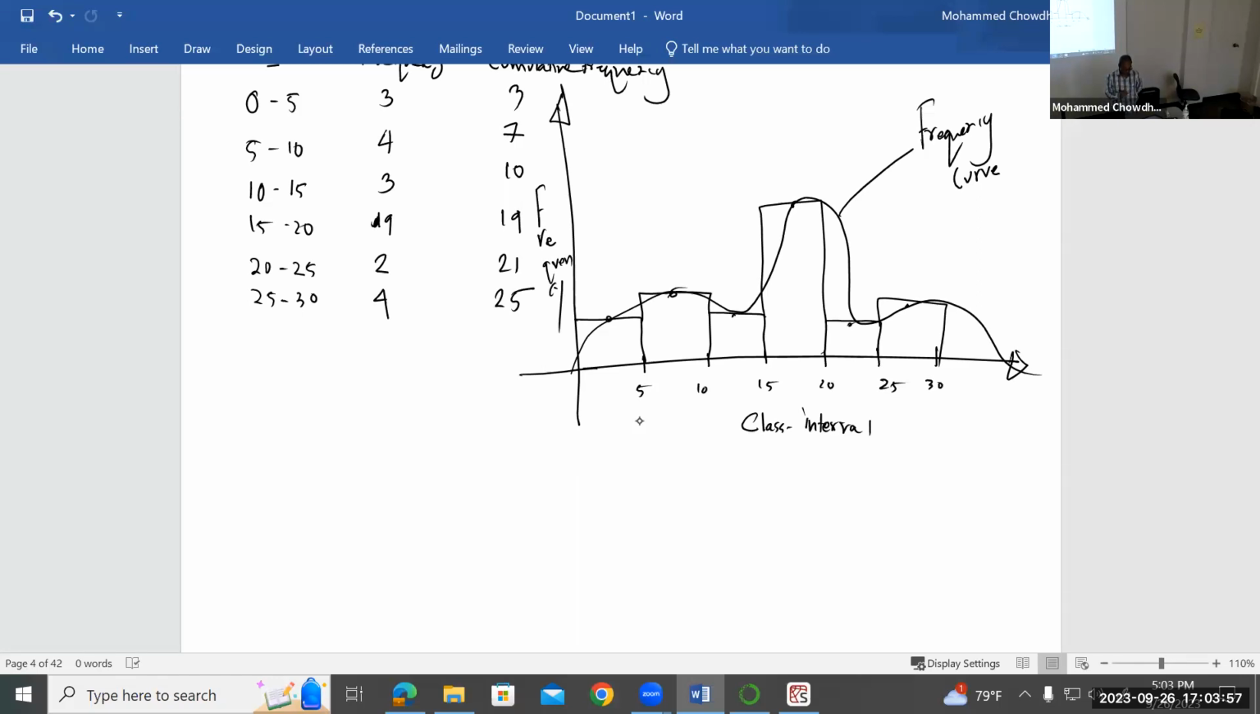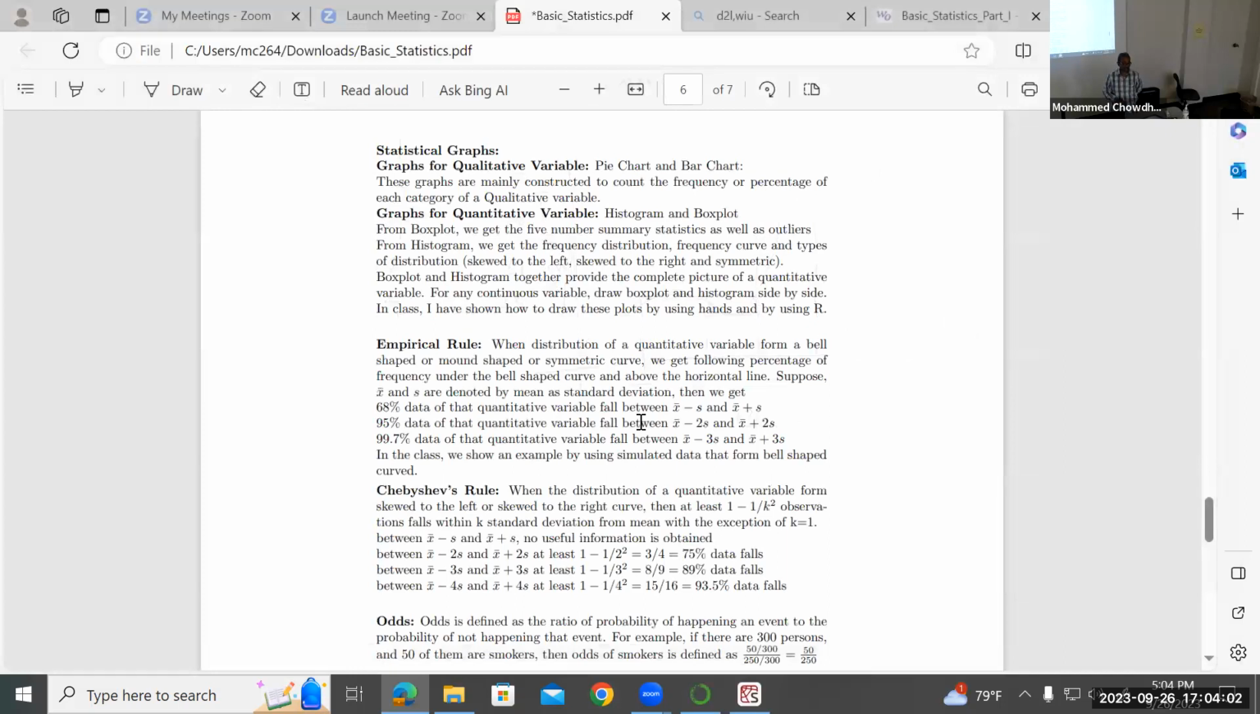So how to draw a histogram by the paper and pencil approach? This is the paper and pencil approach. You have continuous data. You have to create class intervals. Corresponding to each class interval there is a frequency, and then you will draw that.